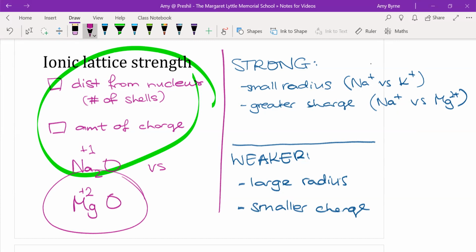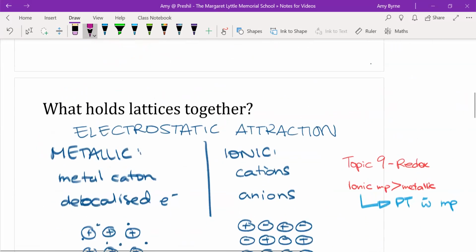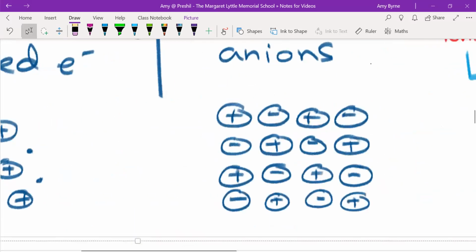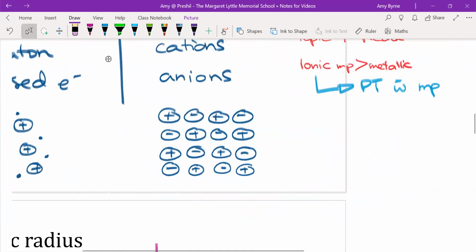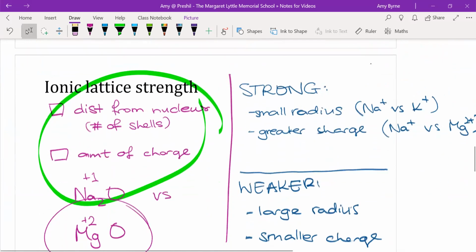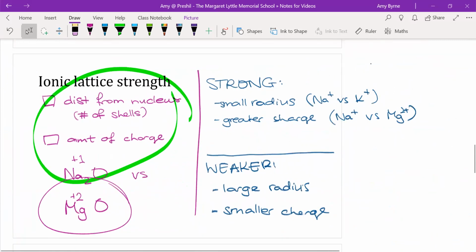And often when we talk about lattice strengths, we are talking about the melting points of those lattices. So how much energy do I need to put in to overwhelm the electrostatic attraction between the anions and cations in this lattice? It all comes down to how big is my ionic radius and what charge is on that ion.